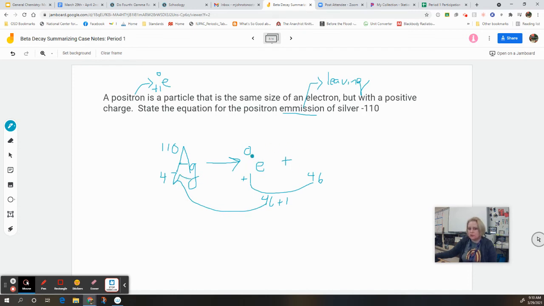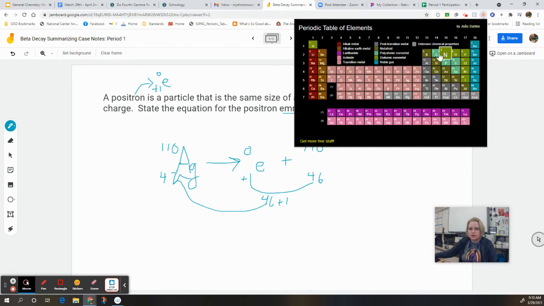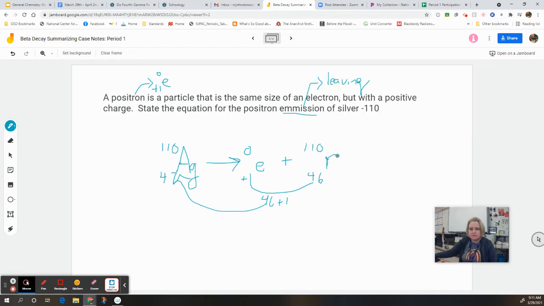And just like with beta decay, the mass still doesn't change here, so I will have a mass of 110. I have to look up on my periodic table the symbol for atomic number 46, and I will find it's palladium, symbol Pd. And I have that written there just like that. So with positron emission, a positive electron leaves the parent isotope to make a daughter isotope, which has an atomic number 1 less than what I started with.